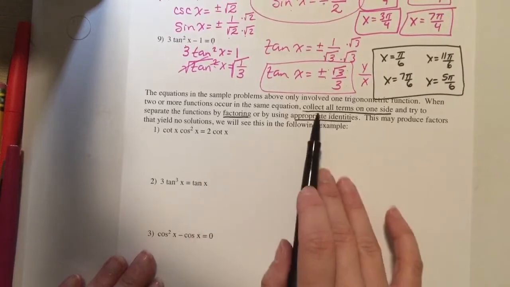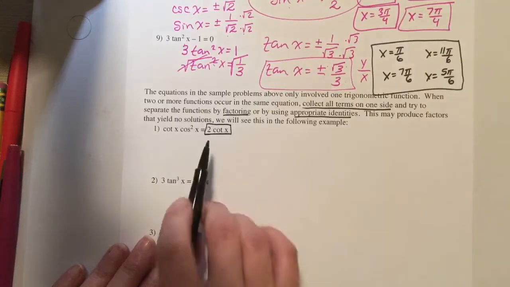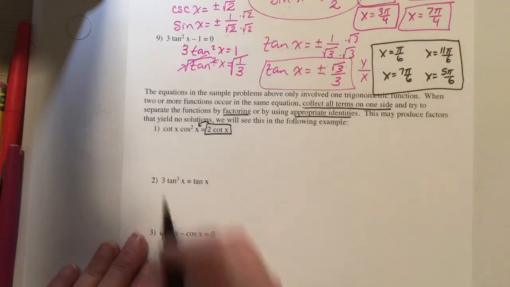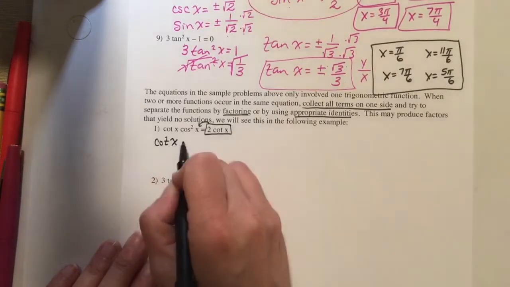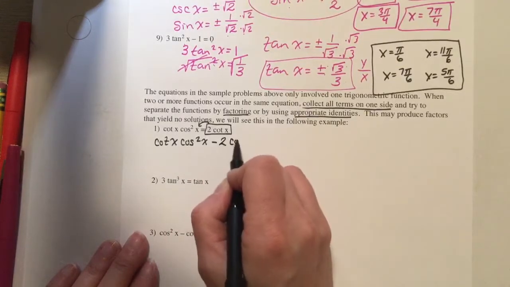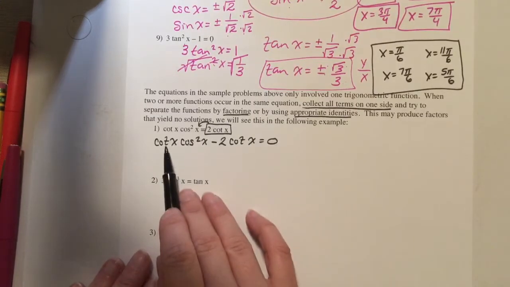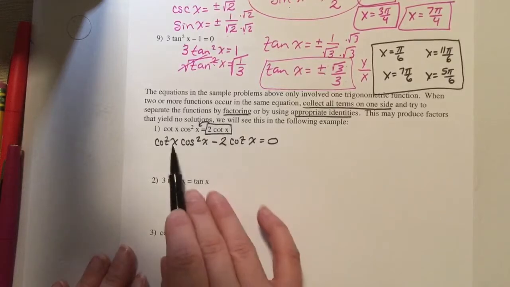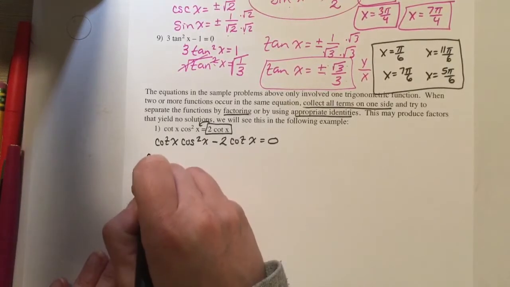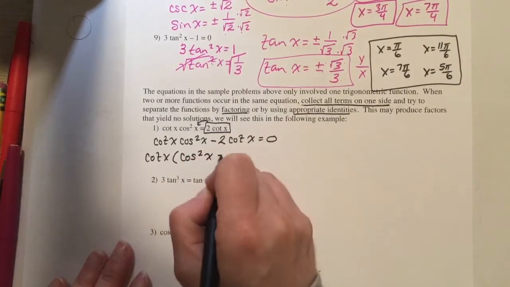So number 1, collect all of the terms on one side. What that means is I have to take this 2 times the cotangent of x and move it to the other side. So I have cotangent of x times cosine squared of x minus 2 times the cotangent of x equals 0. That's what that means. Have all of your terms on one side. Now see if you can factor. This term has a cotangent, this term has a cotangent, so both terms have something in common. I can divide out the greatest common factor. That would leave me with cosine squared of x minus 2.